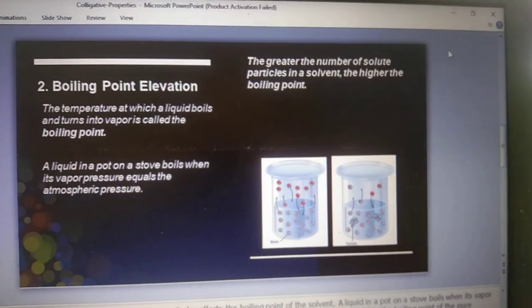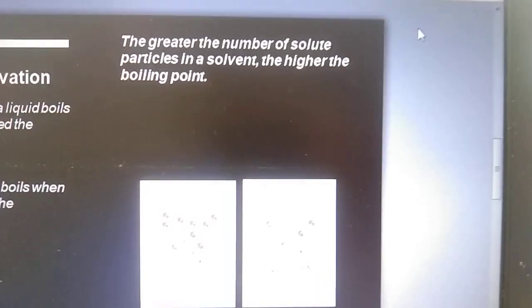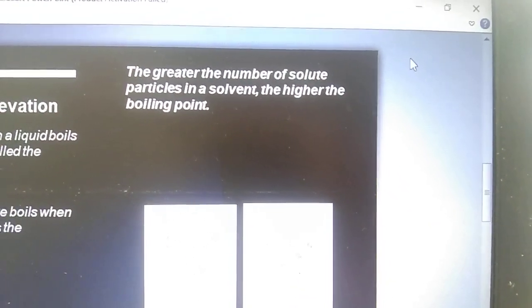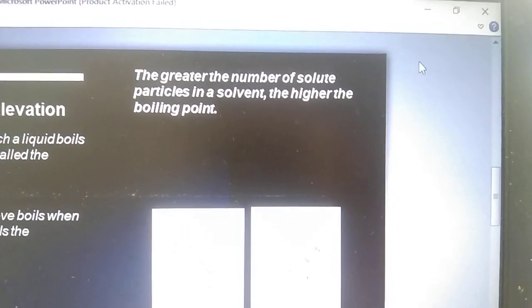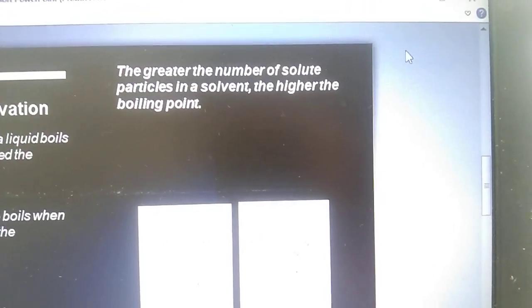So basically, that's what will be asked for boiling point elevation: the greater the number of solute particles in a solvent, the higher the boiling point. They are directly proportional. The more solute, the higher the boiling point.